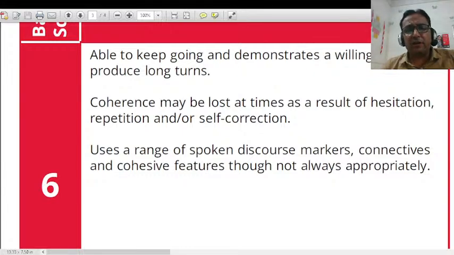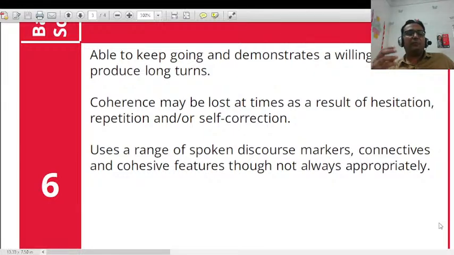Uses a range of spoken discourse markers, connectives and cohesive features, though not always appropriately. That means students are using some cohesive devices while speaking, but sometimes they are not accurate with them. Sometimes they use "although" with a coordinating conjunction, mixing a subordinating conjunction with a coordinating conjunction. These types of inaccuracies are there. For example, sometimes students say, "Although I live in a small town, but it is very beautiful."